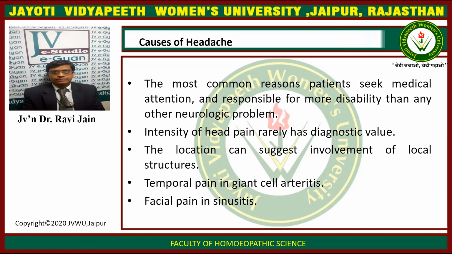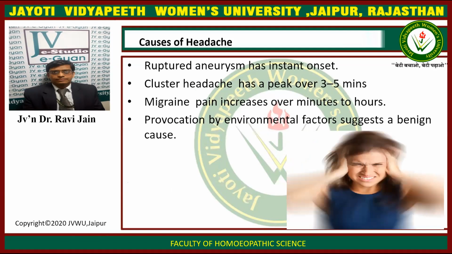The temporal pain in giant cell arteritis is there. Facial pain, if there is facial pain, then you can think of sinusitis. The ruptured aneurysm has instant onset. If there is a ruptured aneurysm, then the onset of pain is very severe and sudden. The cluster headache has a peak of 3 to 5 minutes; we will discuss cluster headache in the next lecture. The migraine pain increases over the next 2 hours.